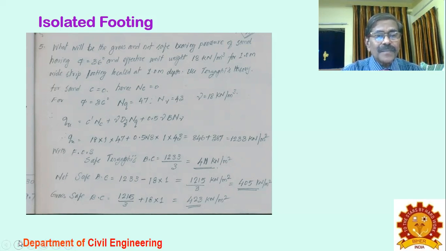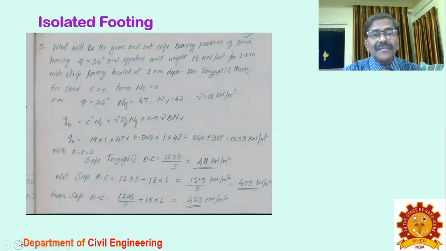The factor of safety for the safe bearing capacity was given as 3. You get 411 kilonewton per meter square. The net safe bearing capacity is a concept where, when the foundation is located below the ground level, the weight of the soil above the foundation level is removed. To that extent, it can take a higher value. That is the net safe bearing capacity.